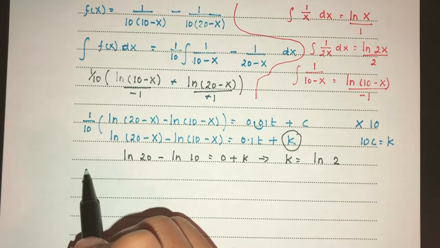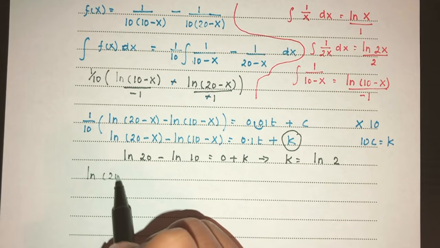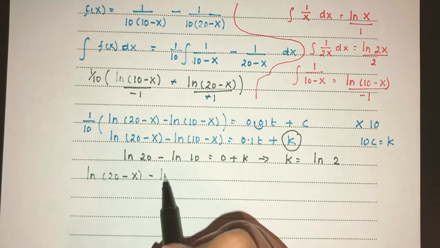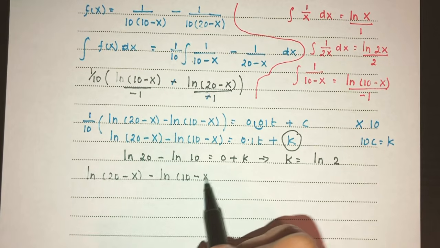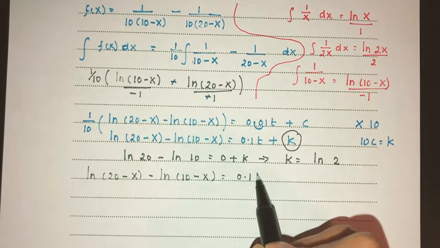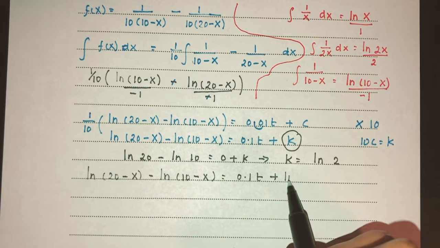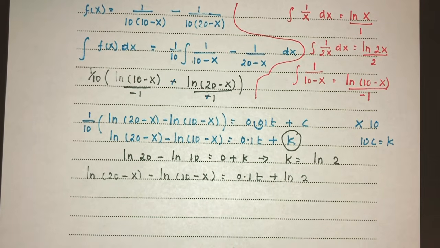So finally, you will have ln of 20 minus x minus ln of 10 minus x is equal to 0.1t plus ln of 2. That is part 1 of the question, but now we have to express x in terms of t. That's the other part.